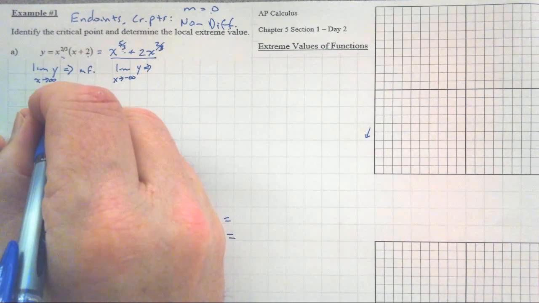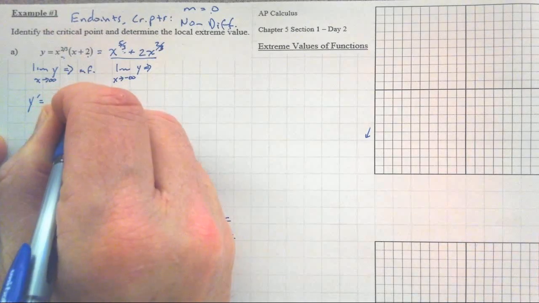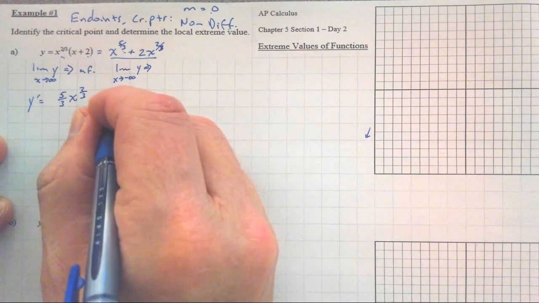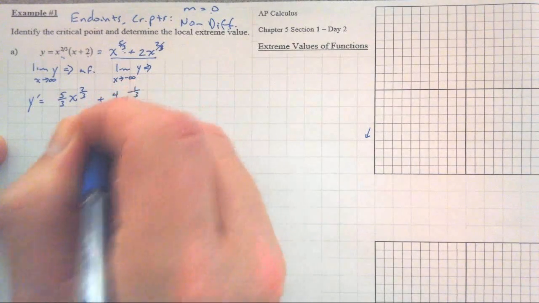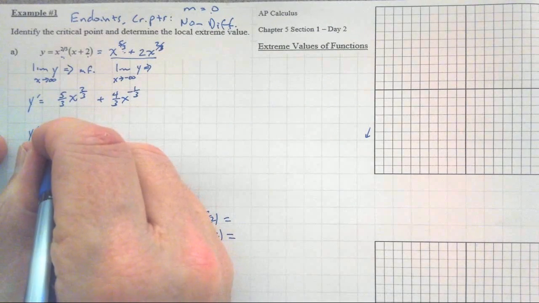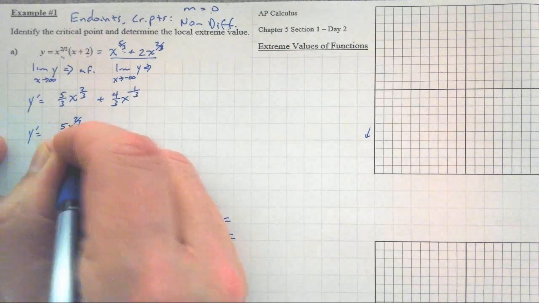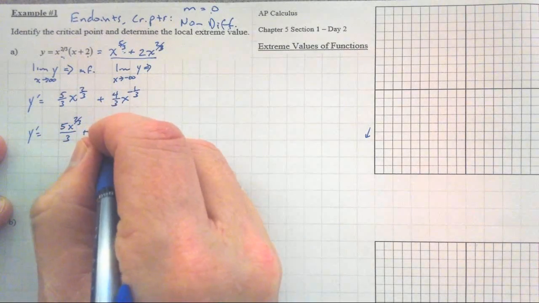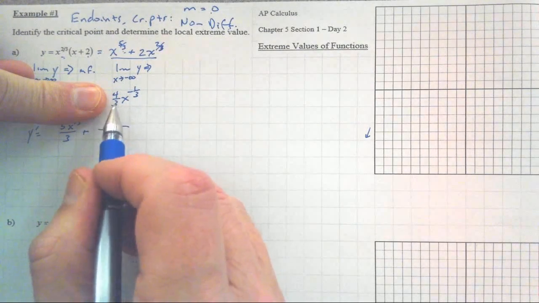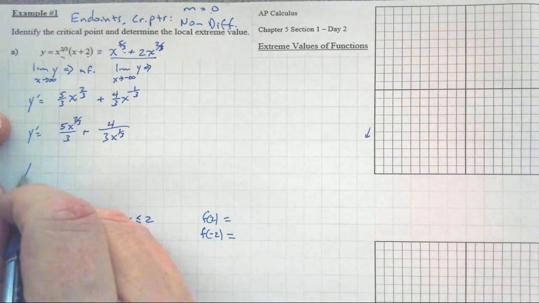I'm going to use the power rule, and I get 5/3 x to the 2/3 power plus 2/3 times 2, 4/3 x to the negative 1/3 power, or y prime equals, I'm going to write these as fractions, 5x to the 2/3 on 3 plus 4 in the numerator. Because x to the negative 1/3 is a factor of this, I can put it in the denominator on 3x to the positive 1/3.